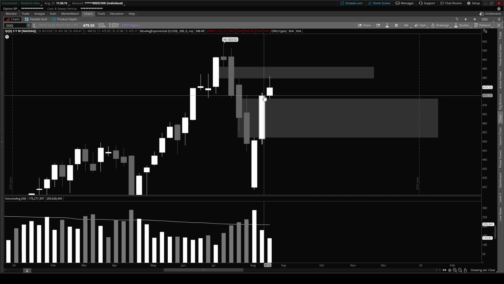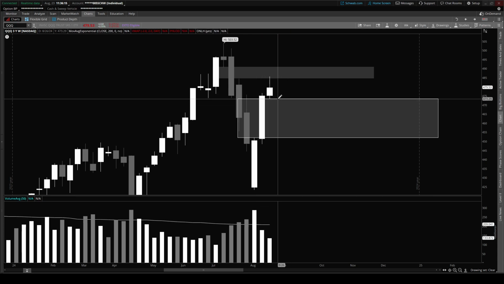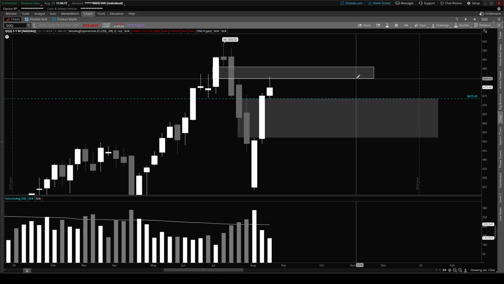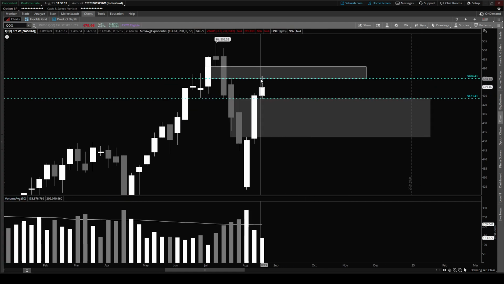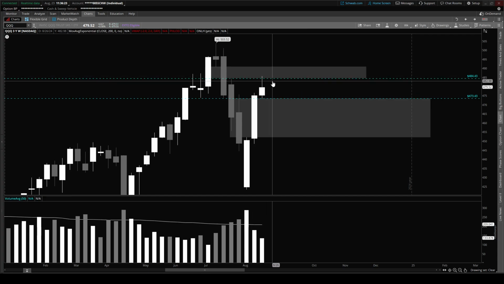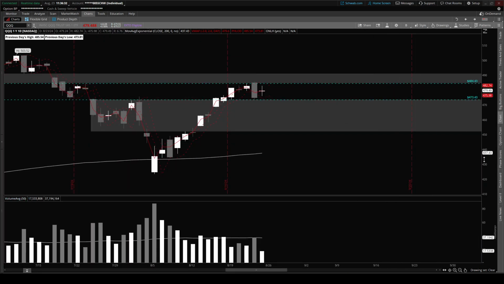Once we get a break into one of these structures here, that can initiate our move to fill one of these imbalances. That gives me an overall bias, like I said, of what we should be expecting for the overall week. Then I also head over to the daily.